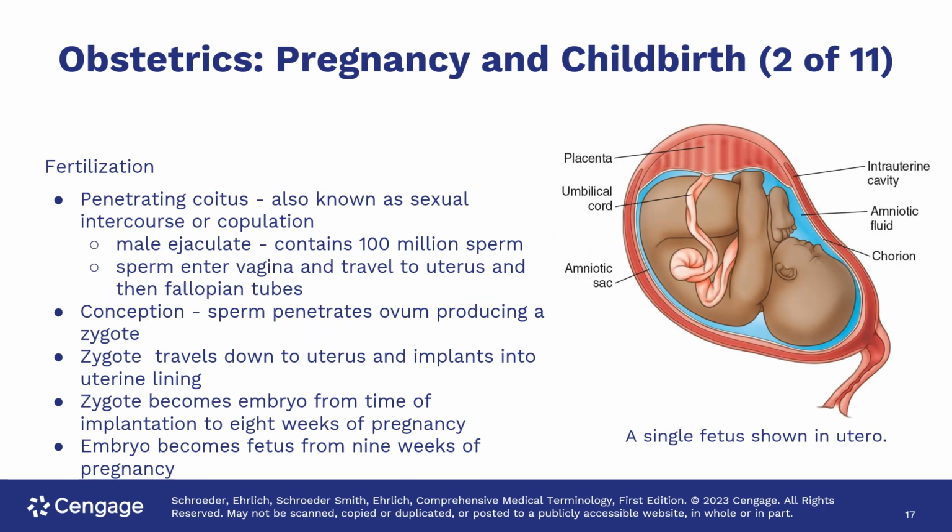Fertilization occurs when, during intercourse, the sperm fertilizes a mature egg. The fertilized egg is called a zygote. The zygote develops into the embryo, and the embryo is defined as a fetus from the 9th week of pregnancy.